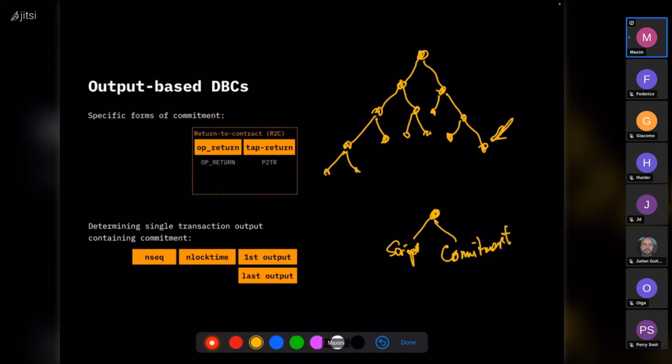So for a simple single script path spending, we'll end up with this structure. On the left, you will have a script. On the right side, you will have a commitment. If the Taproot output doesn't contain any script path spending, you will end up with this commitment and commitment. So these are all cases. Basically, you use the rightmost path.